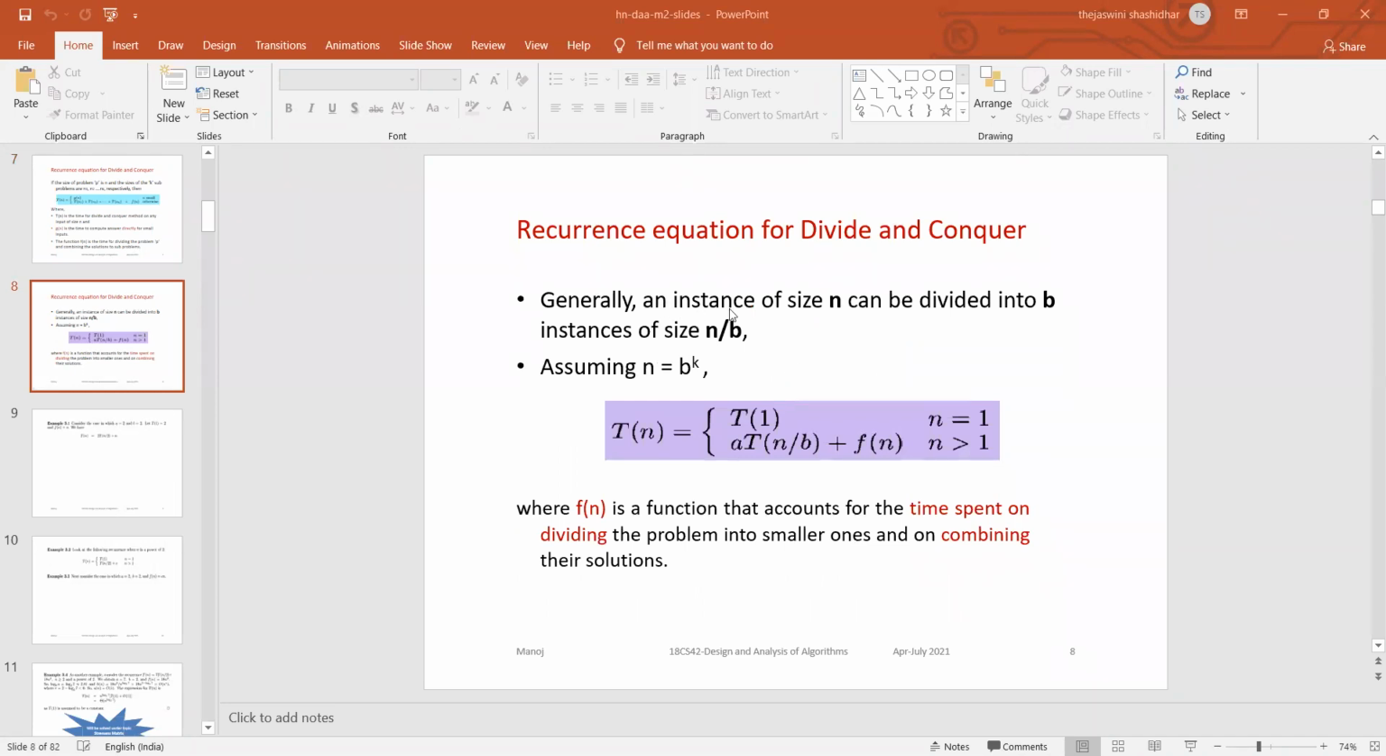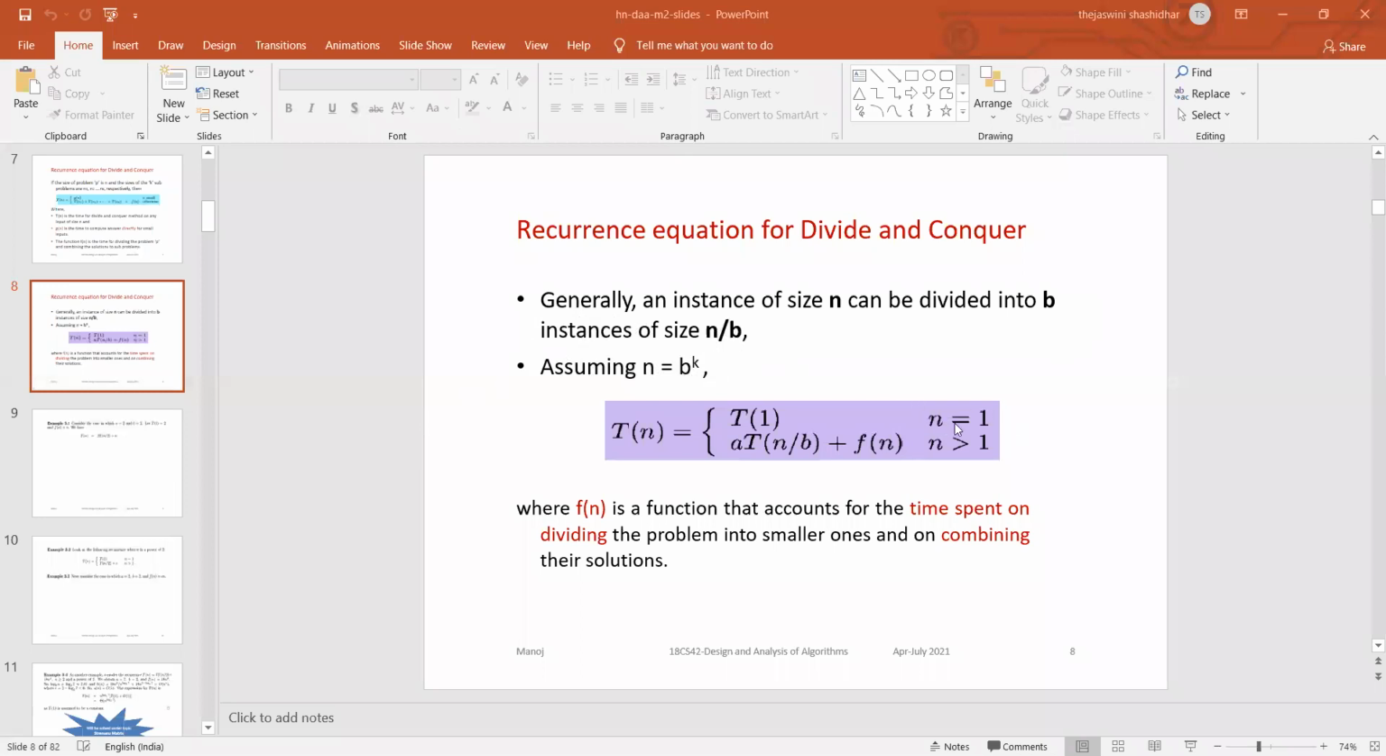Now keep in your mind a problem. A problem, we consider it as an instance of size N. There it was a problem P of size N. Here we are taking P as an instance. An instance of size N is divided into how many instances? B instances, that means of size N by B. So the case of problems is nothing but B instances of size N by B. So N by B can be taken as N is equal to B power K.